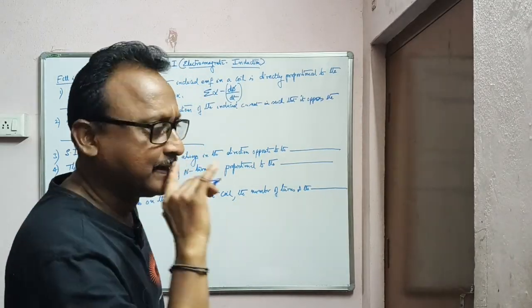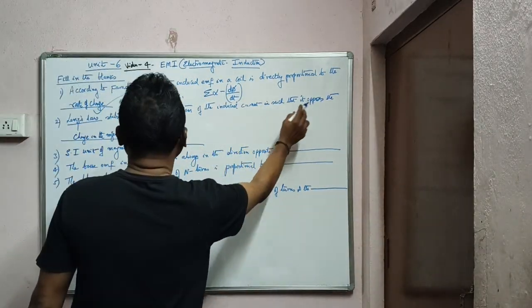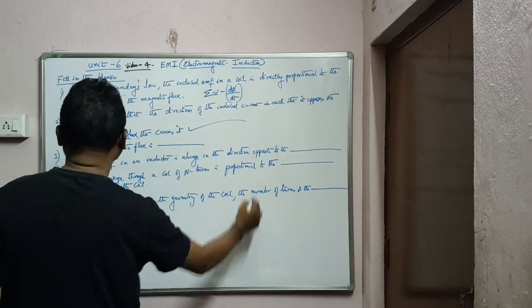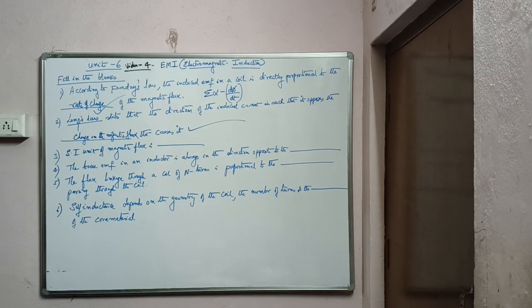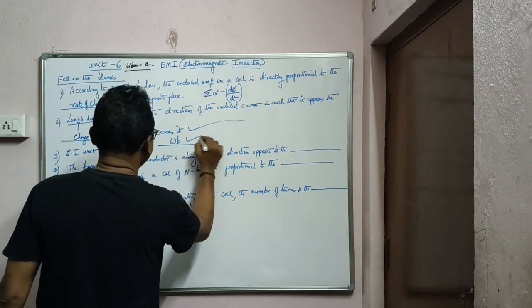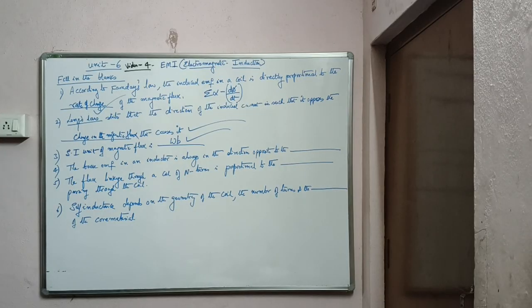It is such that it opposes the change in the magnetic flux that causes it. That is the second one. Third one, SI unit of magnetic flux, very easy one, scientist name: Weber.